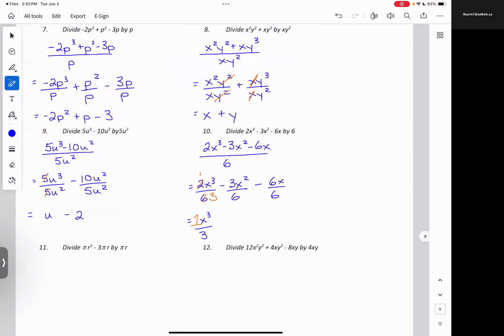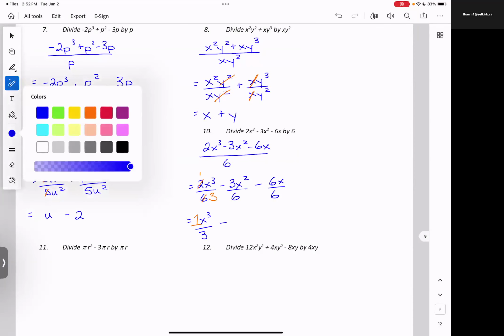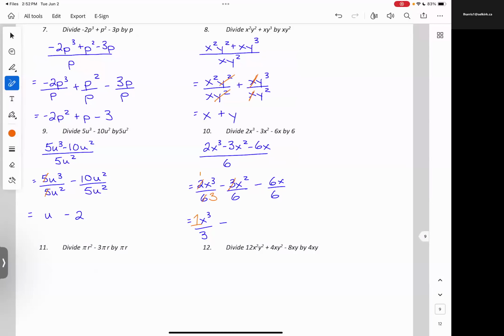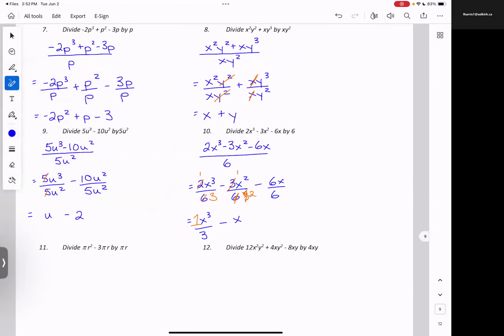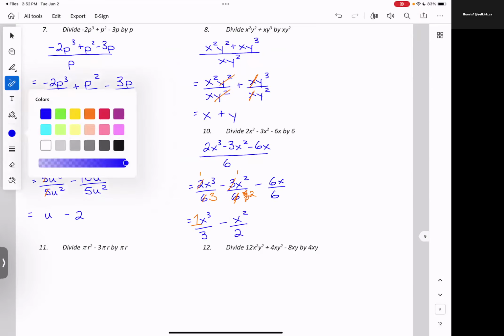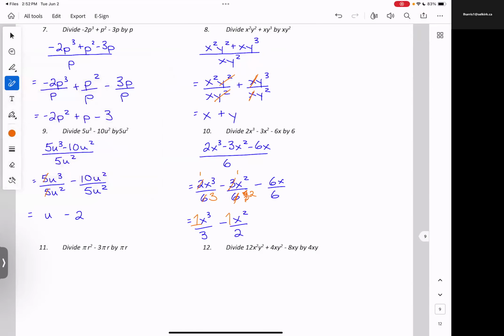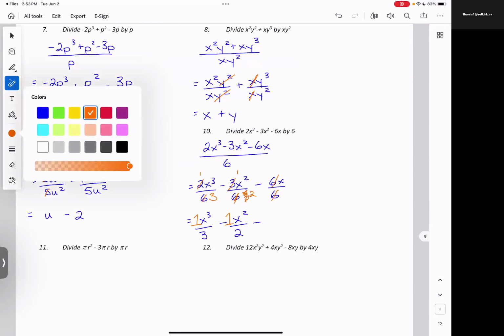Then we've got minus, well, we can do some simplification here too, because I could divide each of those by a 3. Oops, 6 divided by 3 is 2. So I end up with 1/2 x squared, which I could just write as x squared over 2. And once again, you can put in that 1 if you prefer. And then we've got minus, and our 6's cancel in that final term, so we end up with just a single x.